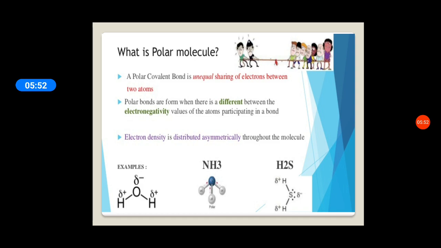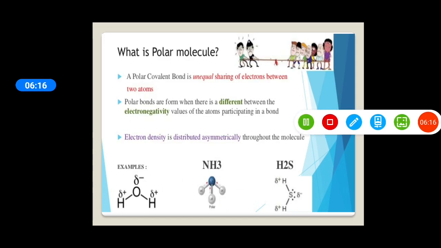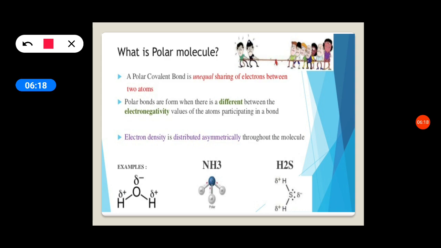So, whenever there is a difference in electronegativity, it means one atom is more electronegative than the other atom. So, when one is more electronegative, it attracts the shared pair of electrons towards itself. So, for example, in the water molecule, the O-H bond is there, the hydrogen-oxygen bond.